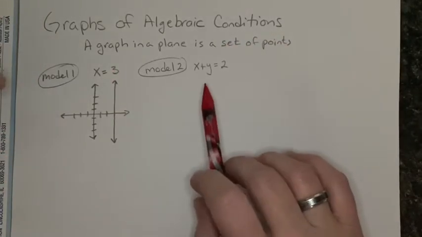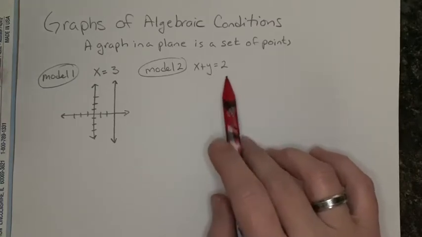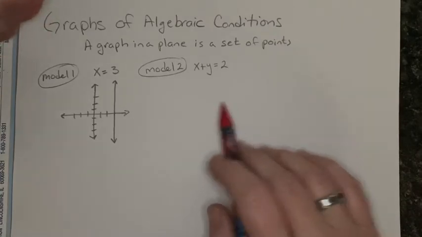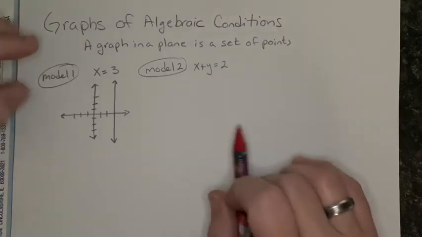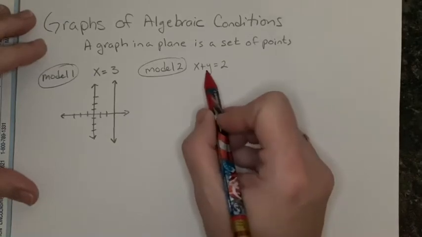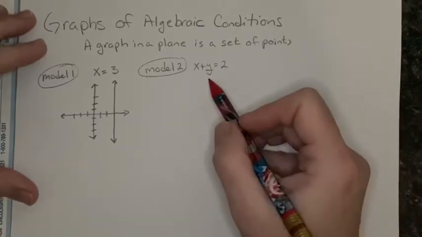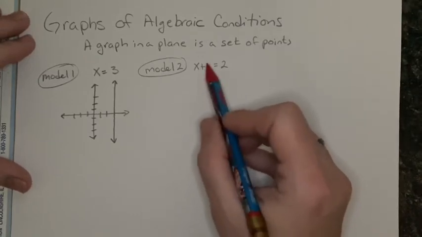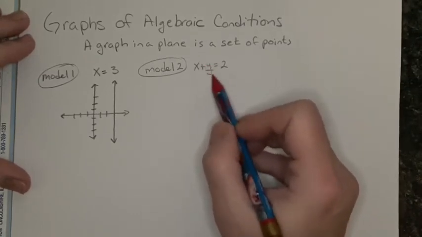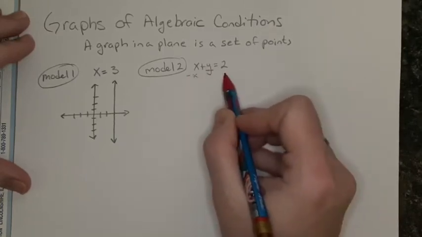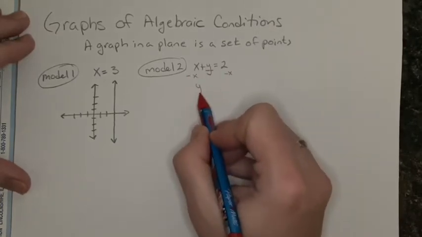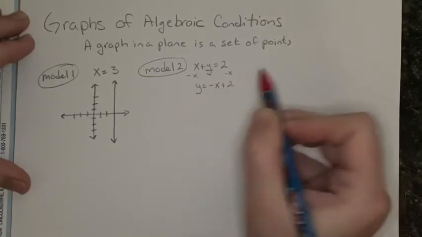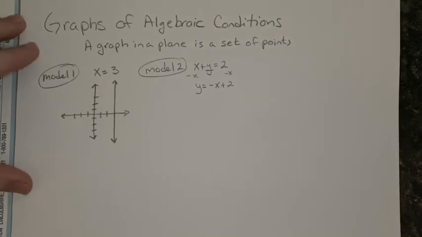Model 2 is represented by x + y = 2. So the graph is going to be the set of ordered pairs or points such that x + y = 2. To graph this, first we want to solve for y. And I know it's counterintuitive. Usually we solve for x, but when we're talking about graphing, we're going to solve for y in this case. So when we solve for y, we subtract x on both sides, and we get y = -x + 2. And from that point, we can graph this.